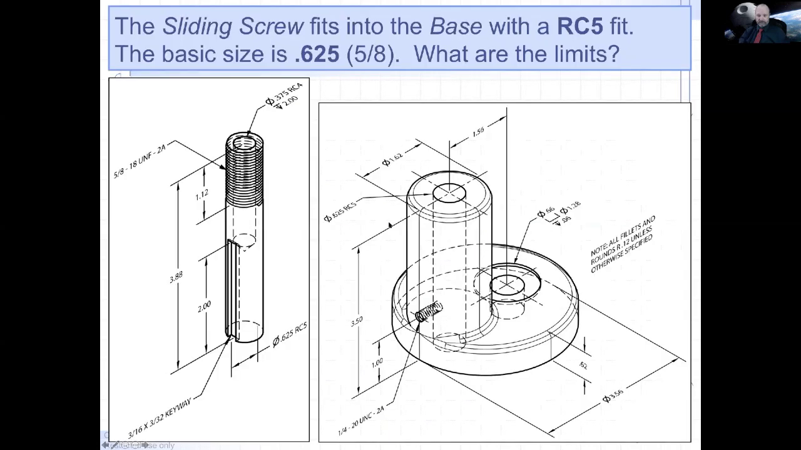So here's another example of parts fitting together. So where's that 0.625? Right here. Okay, RC5 fit. There's the hole. Okay, a set screw is going to go in here. And then this is the shaft that fits into it. Okay, on the left, the diameter is 0.625 or 5/8 of an inch, RC5.